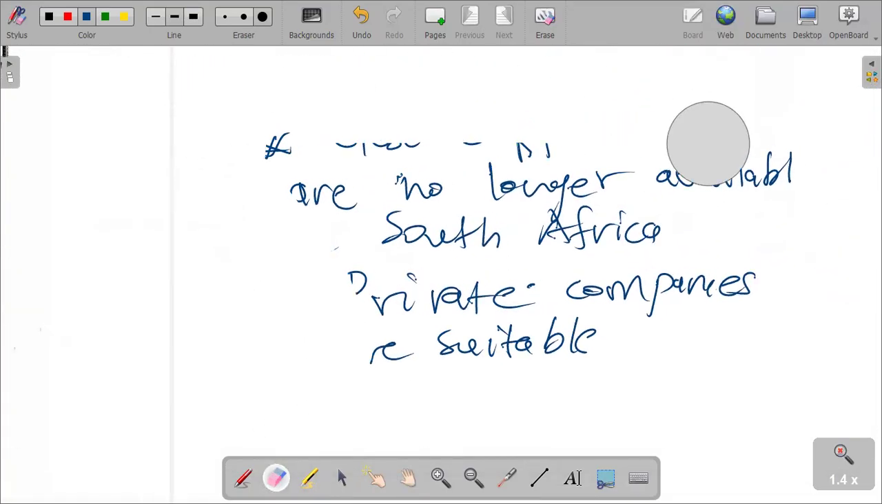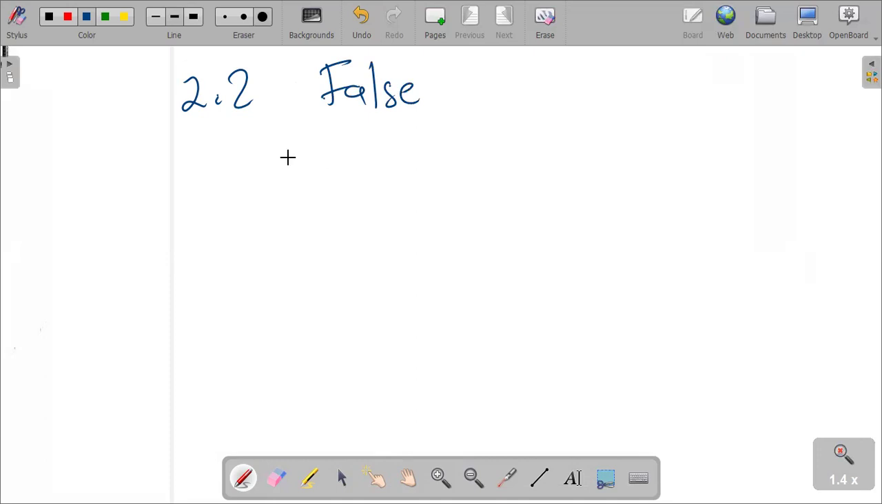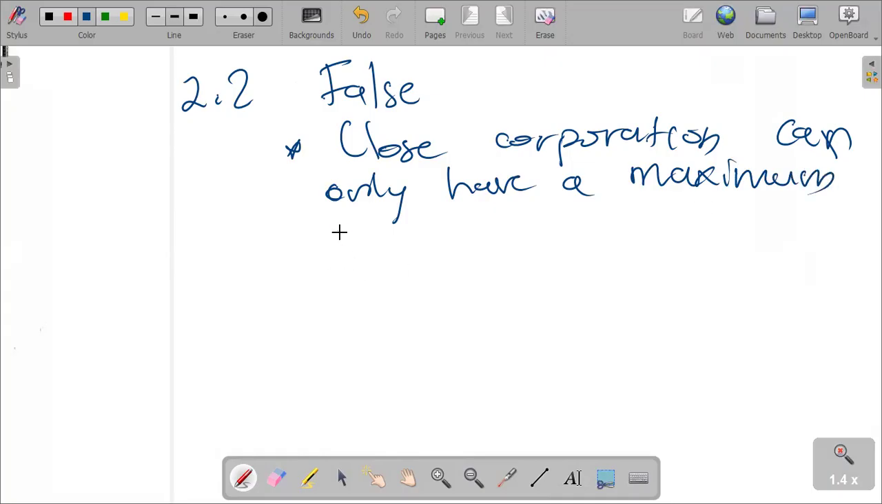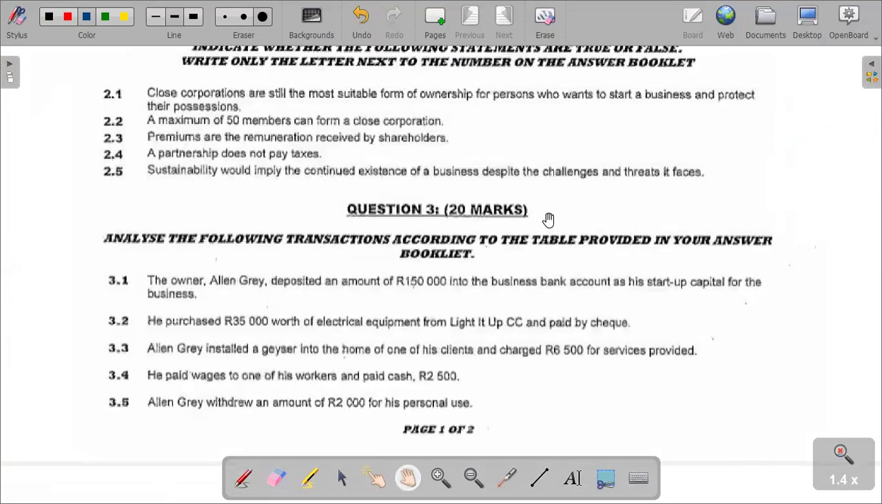2.2 is false. So let's quickly write it down. You'd say 2.2 false, right? Because a closed corporation can only have a maximum of 10 members, not 50, but 10. All right. And then let's move on to 2.3.